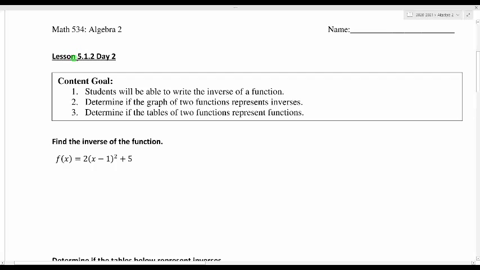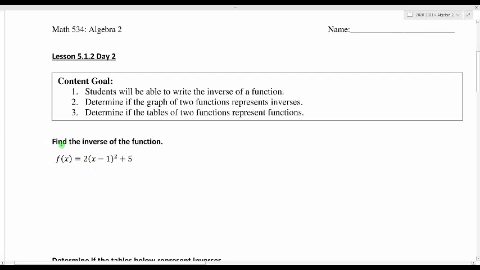Today we're going to again talk about how to write an inverse of a function, so we're going to see that one more time in today's lesson. We also want to be able to take a look at the graph of two functions and determine if they represent inverses. And we want to do the same thing with the tables, right? Can I look at two tables and say, are these tables representative of inverse functions, or can I take a look at a graph and tell if they represent two inverse functions? So we're going to see that today and build off of what we learned yesterday about the graphs and the tables. All right, so let's start off with our first example here.